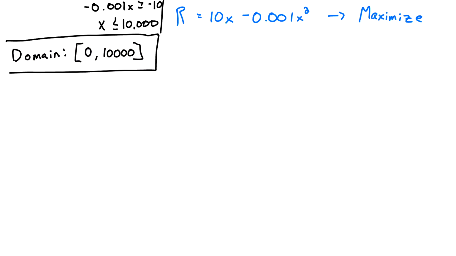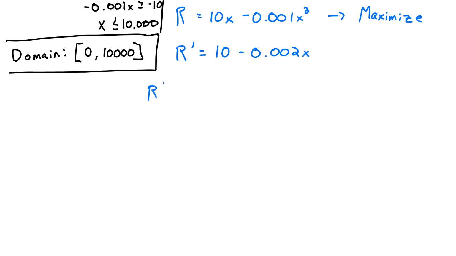Regardless of whether we have an open interval or a closed interval, the first thing that we need to do is find the critical points of this function. So first we need to take the derivative. I'm going to find r prime. And in this case, we're going to have 10 minus 0.002x. I've got my derivative.